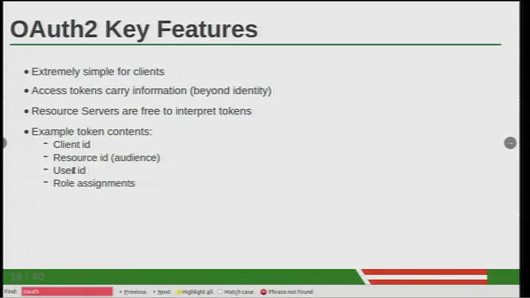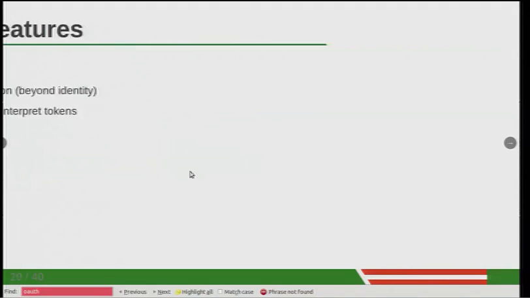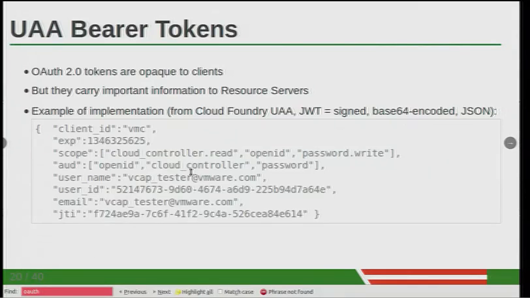The user ID might go in there because the resource might want to make a decision based on the user, and maybe some role assignments. And role assignments are easy for everybody to understand and encode. But you could add more, right? That's the point of that. It can be anything you want. The spec doesn't say what's in the token. It just says it's opaque to the client.